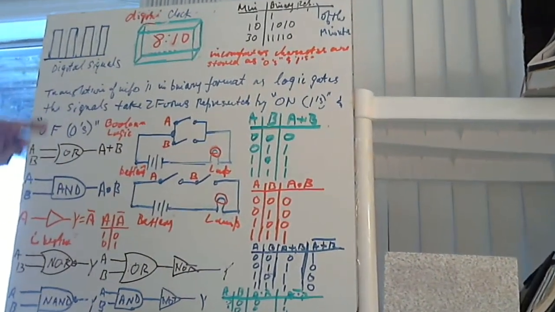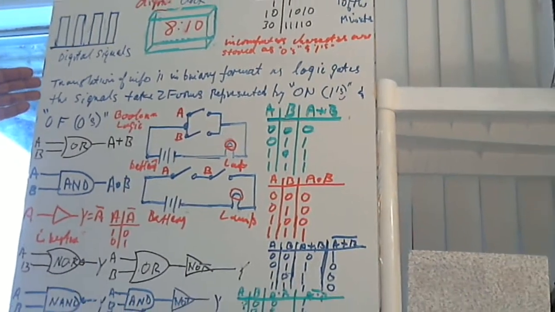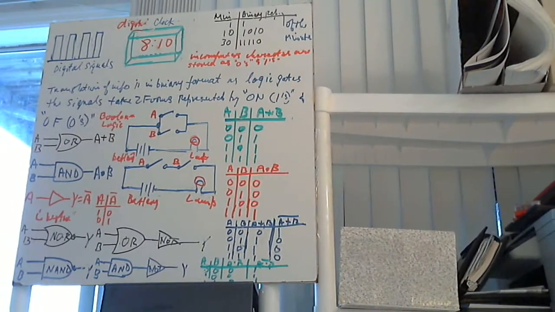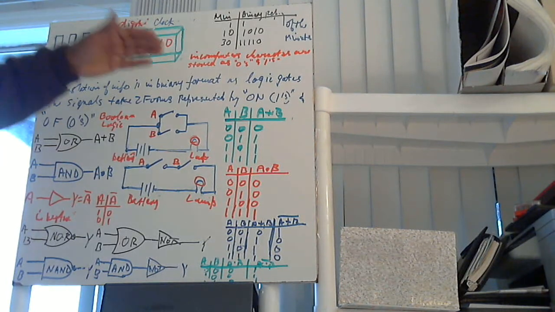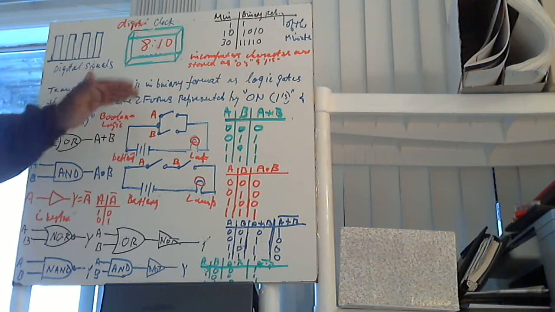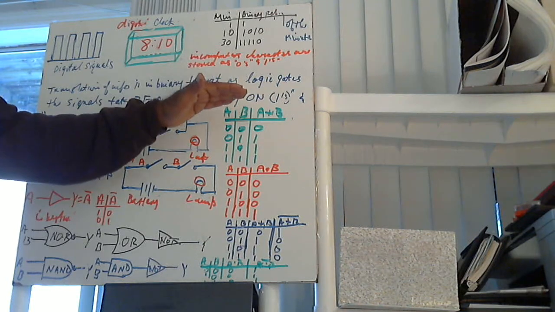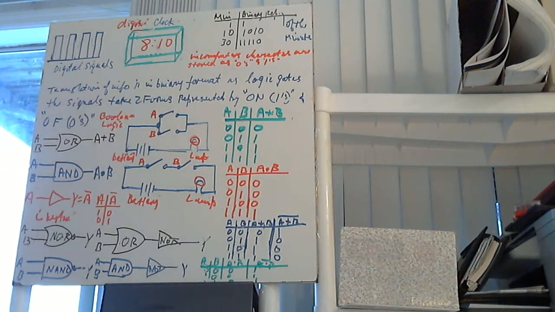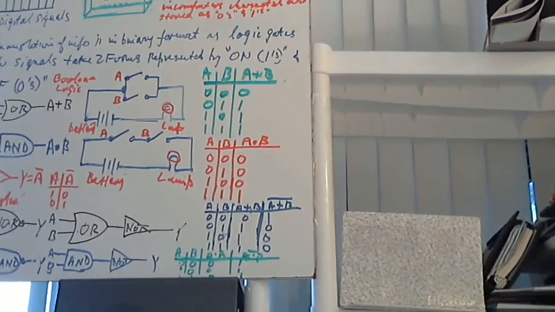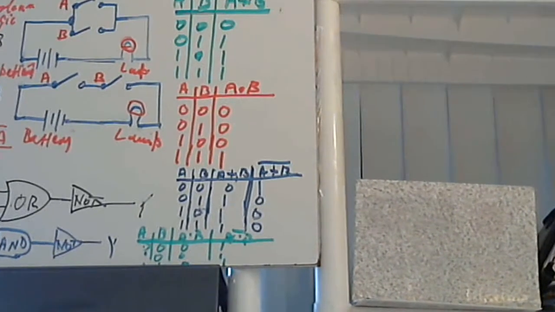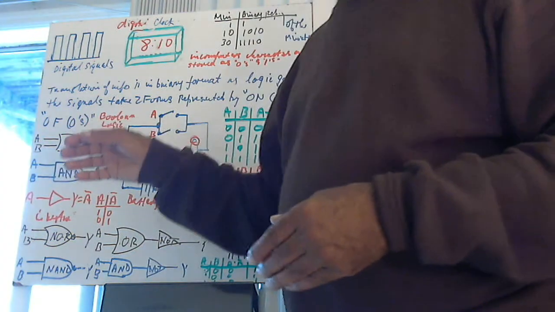Alright, so the translation of information in this digital system is in binary format, such as logic gates. The signal takes two forms, represented by an on switch, which is indicated by 1, and an off switch, indicated by 0. We call that Boolean logic. So using this logic, we have some important gates. We call them the logic gates.